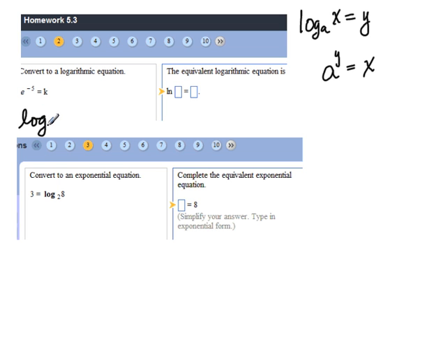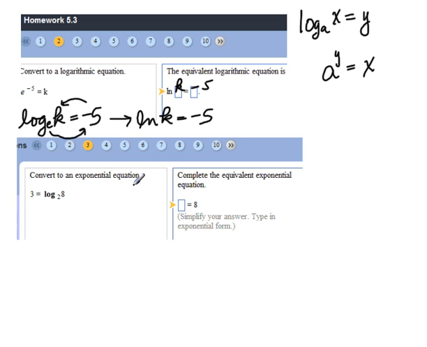Our base in this case is e. And remember the log is always equal to the power. So this is log base e of k is equal to negative 5. And check, e to the negative 5 has to equal k. Now log base e is the same thing as natural log of k is equal to negative 5. So you would need to enter the k and the negative 5.